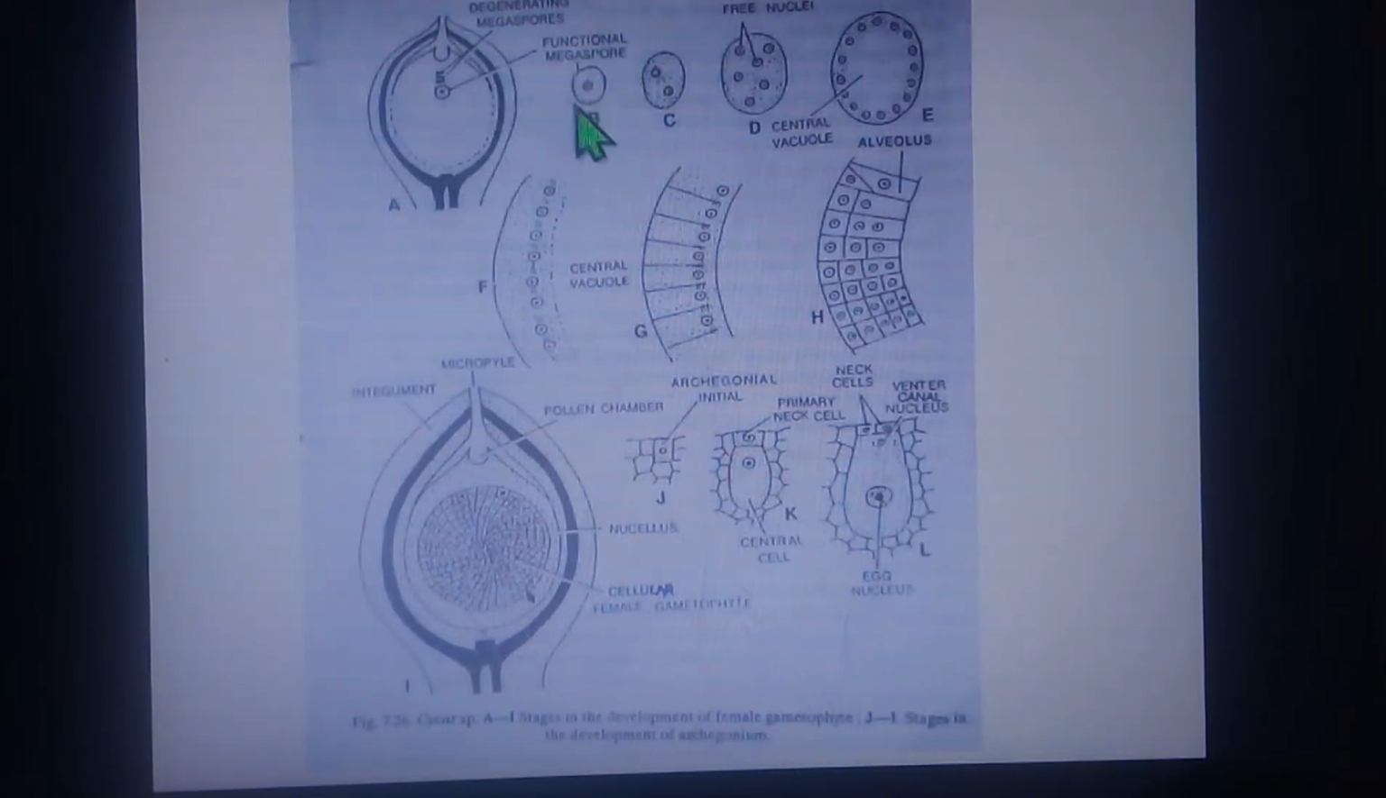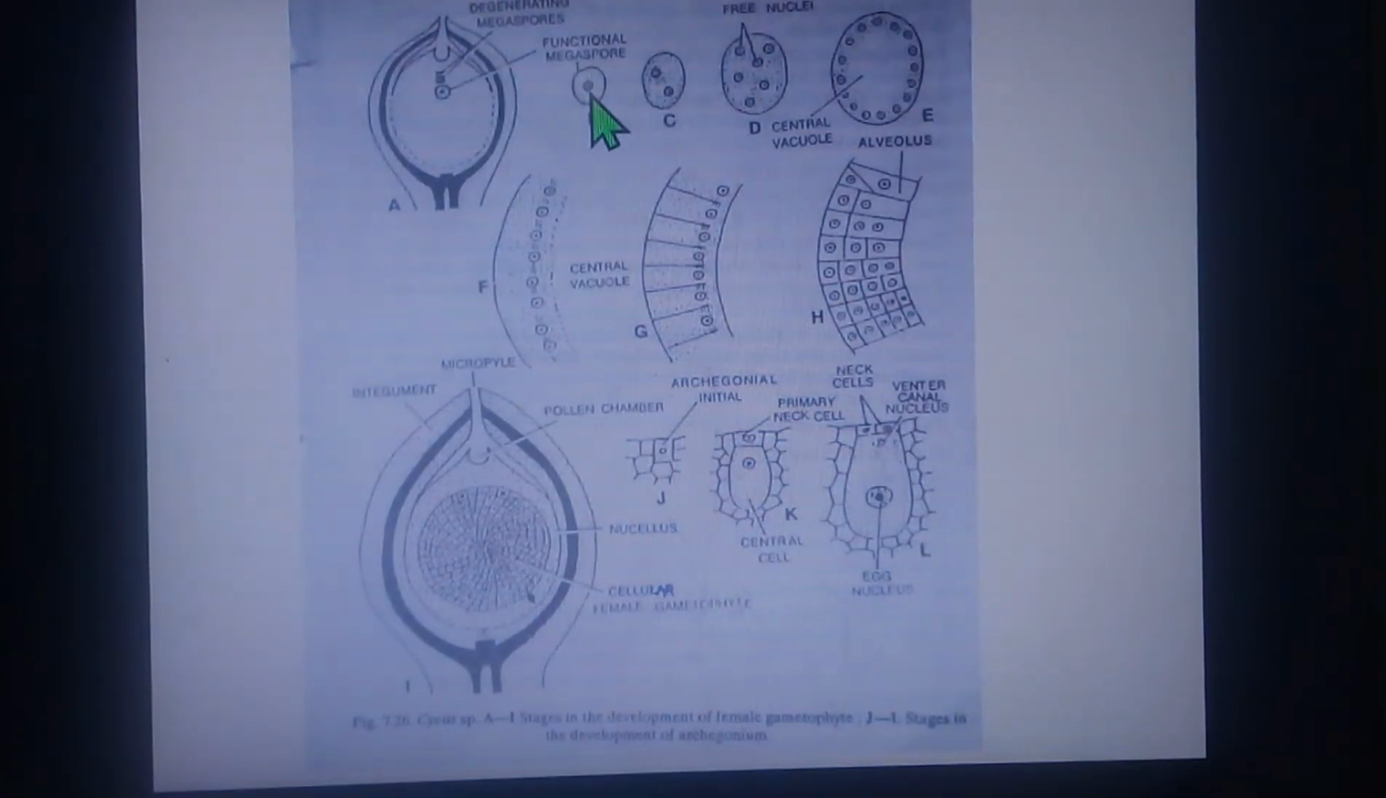So let us take a look at the development of this functional megaspore. Each functional megaspore is regarded as the first cell of the female gametophyte, and it remains enclosed inside the ovule, and also it will germinate in situ. Okay, it will germinate in situ, meaning in its original place inside the nucellus of the ovule.